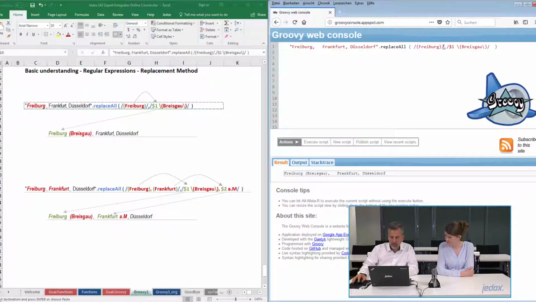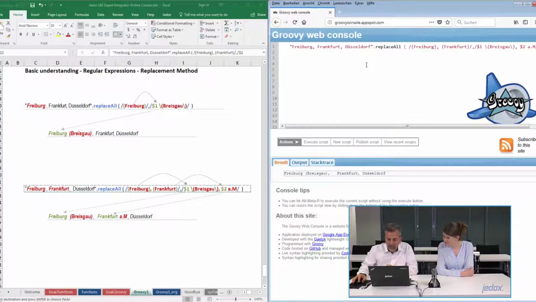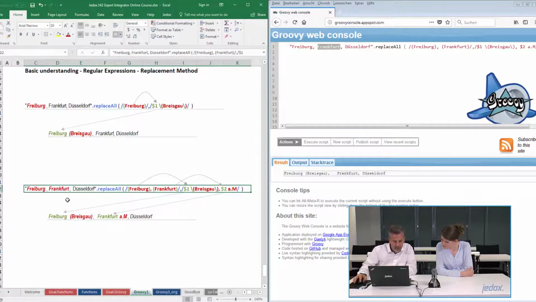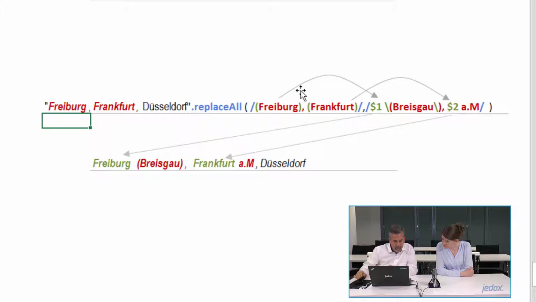So Freiburg to Freiburg-Breisgau. Now, what happens if we take the second sample here and we want to do the same for Frankfurt also? So we have Freiburg, we want to change it, and Frankfurt, so both at the same time. In this case, let me go a little bit more detailed in the Excel version, because I have my little arrows here.